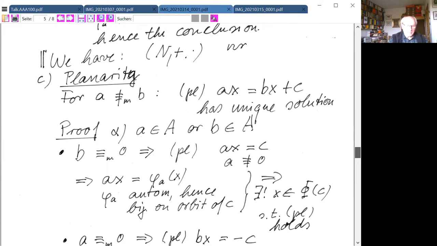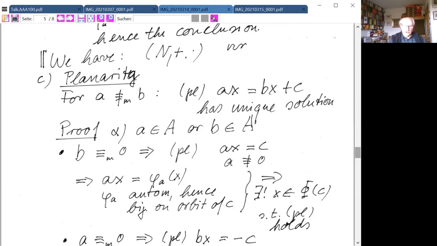Now for planarity, we have to show that if a is not equivalent to b, that means it is not the case that for all x, ax is equal to bx, we have the planarity condition, my abbreviation is PL, and this must have a unique solution.